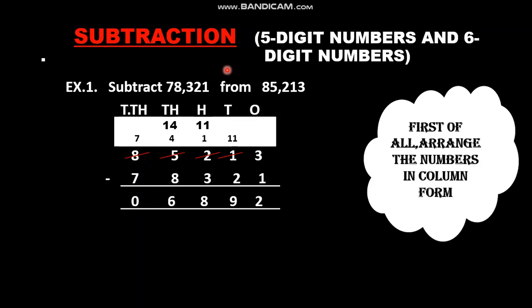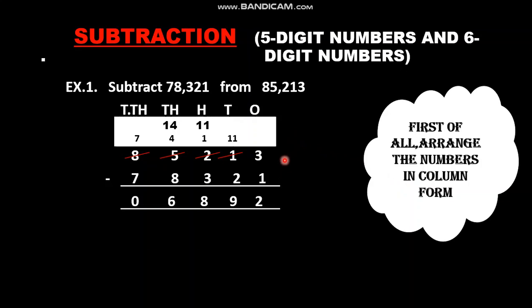Children, you have done the subtraction of 4-digit numbers in your class 3. Now we are going to learn to subtract the 5-digit numbers and 6-digit numbers. Let's start. The first example we have taken is subtract 78,321 from 85,213. First of all, what are we going to do? We are going to arrange the numbers in the column form that we have done here.